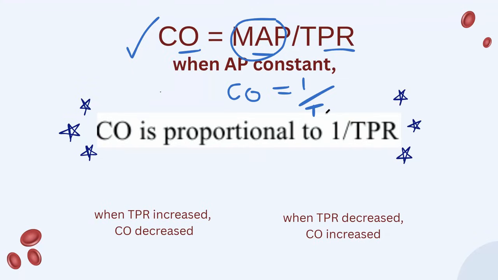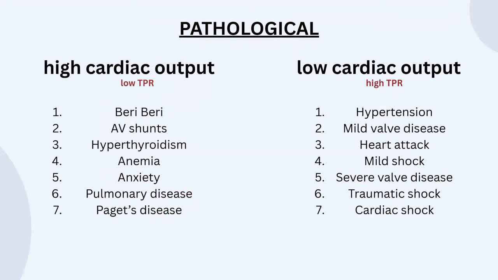over total peripheral resistance. So if my total peripheral resistance is increased, I draw an increased arrow here. That means that my cardiac output will decrease. And vice versa: if total peripheral resistance is decreasing, cardiac output will increase, because they are inversely proportional. And this is where it applies.